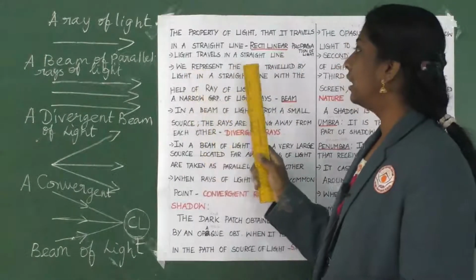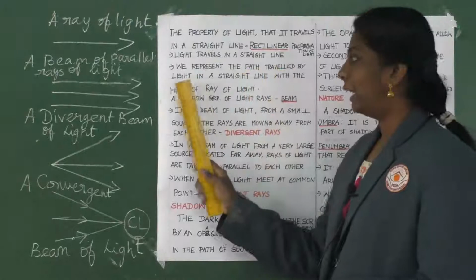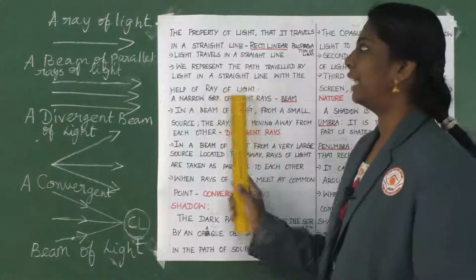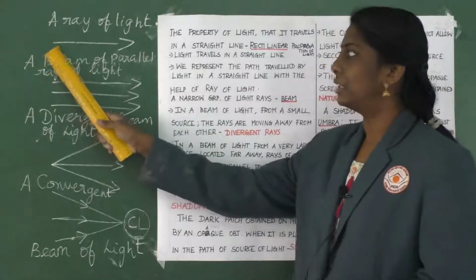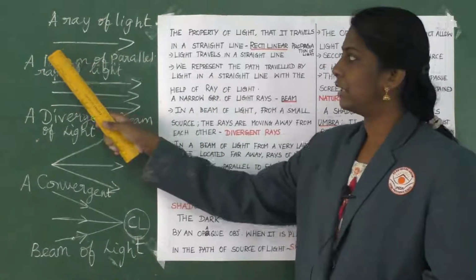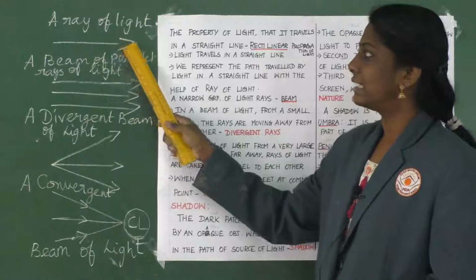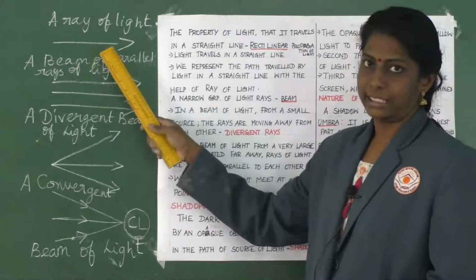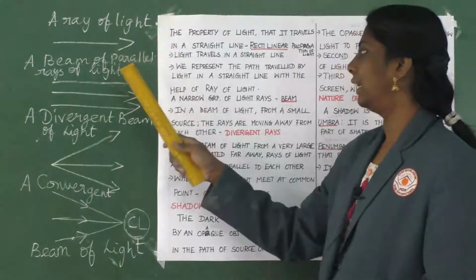We represent the path traveled by light in a straight line with the help of a ray of light. You can see here the picture for a ray of light. So light travels in a straight line, and that is represented by a ray of light. Ray of light. Clear? Yes.